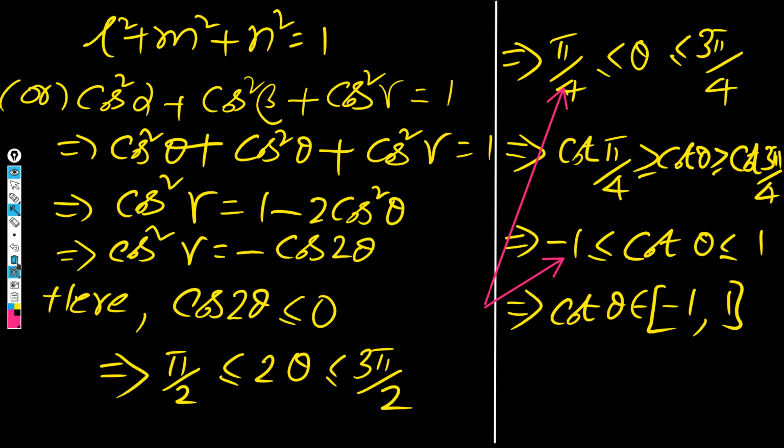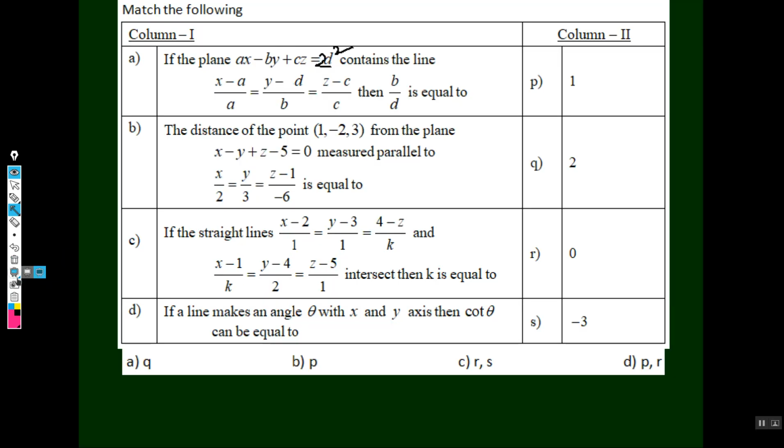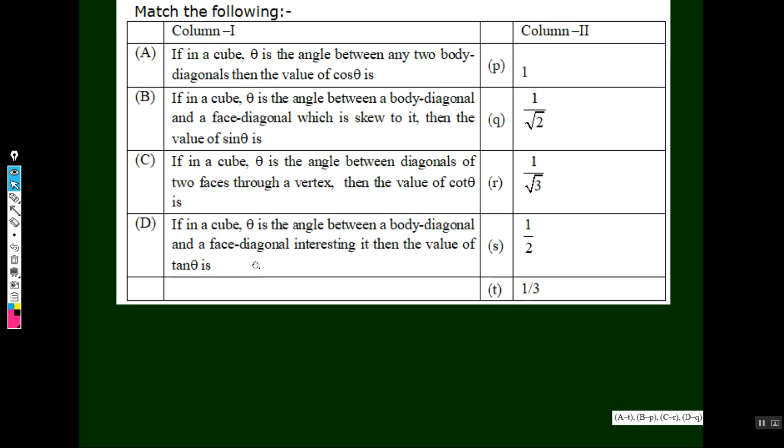Erasing, please. Yes. That is the first matching there. Let us come to the next one.